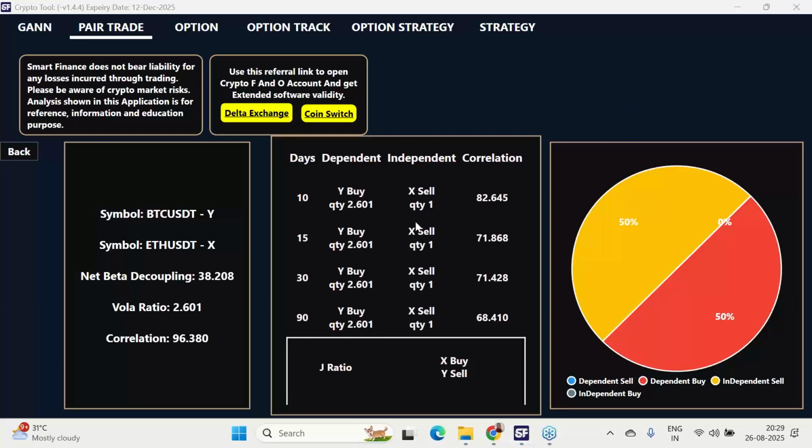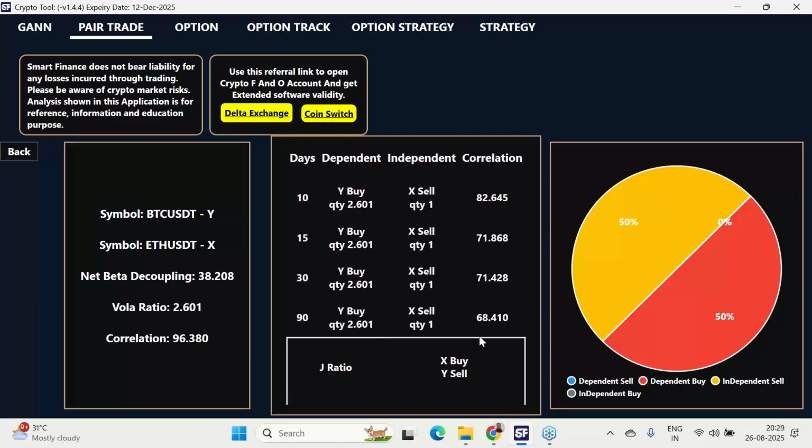So for 10 days, here it is a unanimous decision that Bitcoin should be bought and Ethereum should be sold, but sometimes for the 15 days sequence it may be different. So 10, 15, 30, 90. Here all the segments are telling that buy Bitcoin, sell Ethereum. So here selling of Ethereum, and the ratio is also maintained the same, but it may not always be.